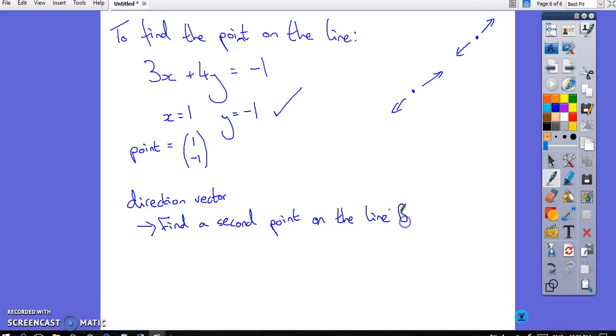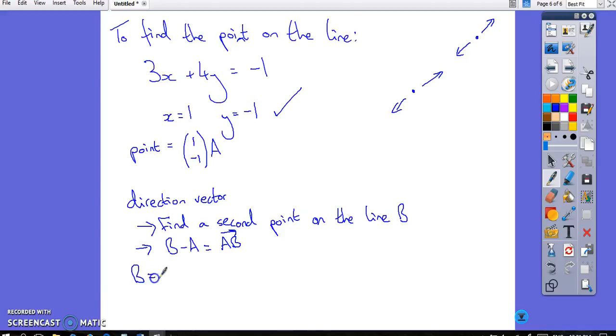Let's call this one B and this one A. Then I can do B minus A, which gives me the direction vector from A to B, and that would be a perfectly acceptable direction vector for this line. So I have this point on the line which I've called A.